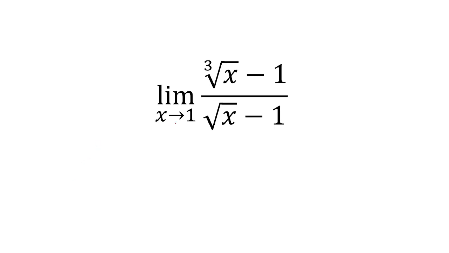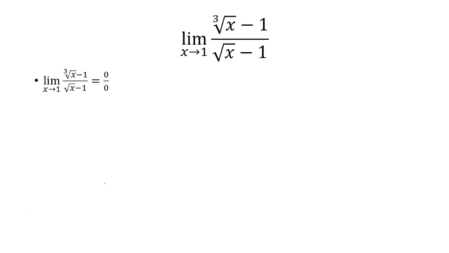We're given the limit as x approaches 1 of the cube root of x minus 1 all over the square root of x minus 1. First thing you should always do is plug in the number. So plug in x equals 1 here. You get 0 over 0. This is an indeterminate form.